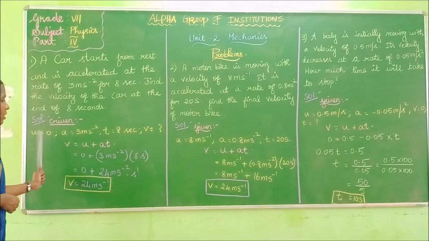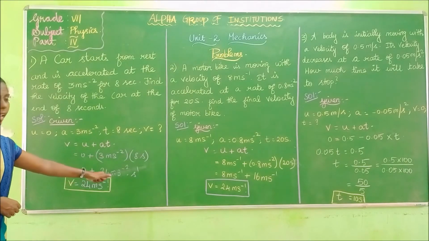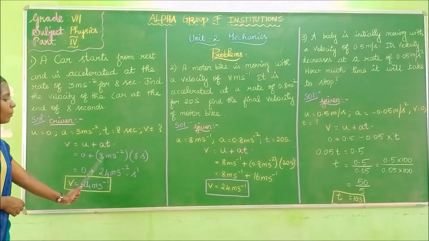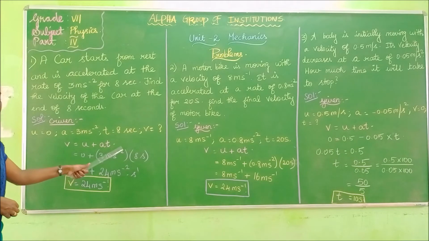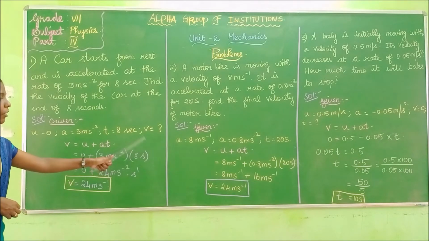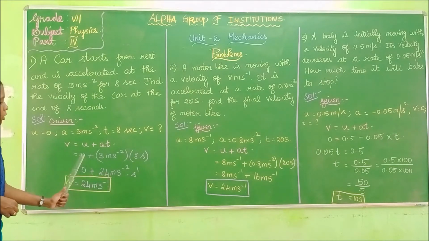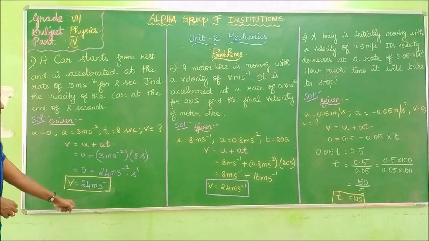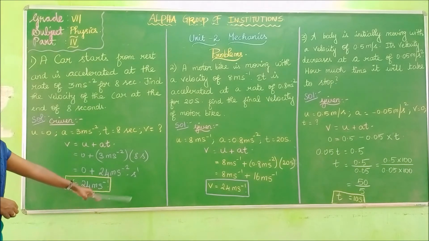u value is 0 plus a is 3 meters second power minus 2 and the value for time is 8 seconds. Okay. If you multiply 3 and 8, what will be the answer? 24 meters second power minus 2 into second power 1. Minus 2 and plus 1 is minus 1. So the final velocity is 24 meters second power minus 1.